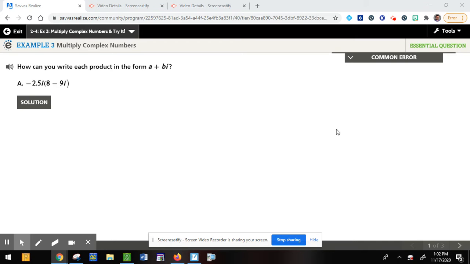All right, how can you write each product in the form a plus bi? This is getting at what I was talking about in a previous example, where the standard form of a complex number has up to two parts, the real number and then the imaginary number. The real number comes first. What you'll notice when you multiply here, you're just going to distribute like normal.